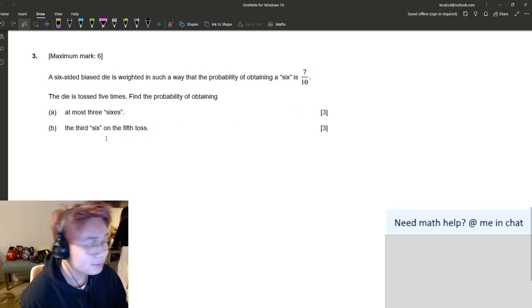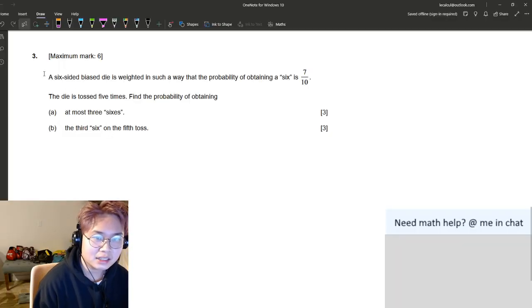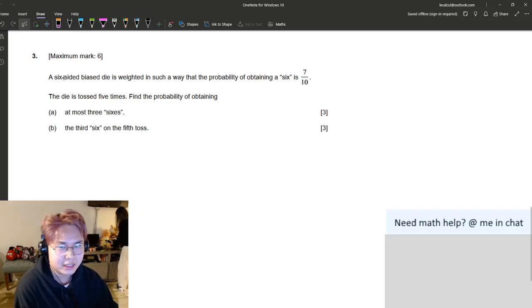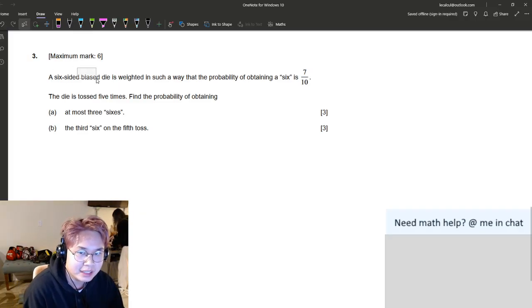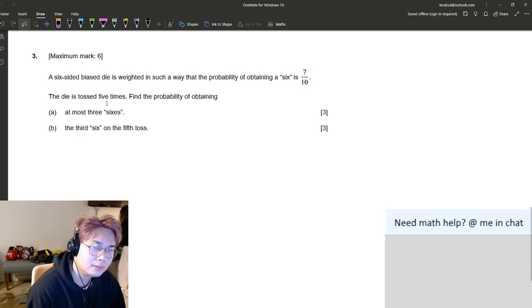I don't know. So let's see. This one I also did. Okay, whatever. We have a 6-sided die, but it's biased in a way that getting a 6 is not 1 out of 6, it's 7 out of 10. And then we throw it 5 times, and then we need to find the probability that we get at most 3 6s.